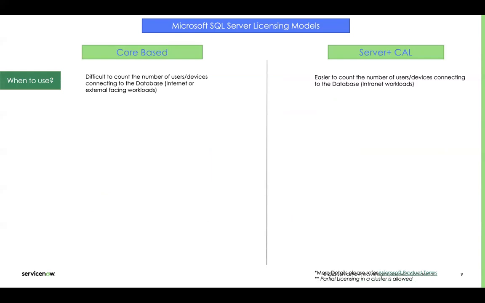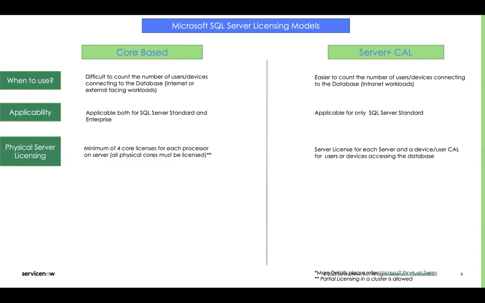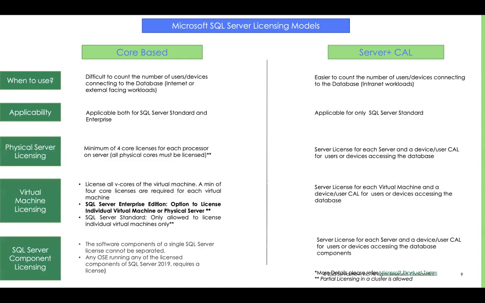And core-based is used when it's difficult to count the number of users or devices connecting to the database, and Server-CAL is used when it's easier to count the number of users or devices connecting to the database. Core-based is applicable for both SQL Server Standard and Enterprise, whereas Server-CAL is applicable only for SQL Server Standard. In terms of virtual machine licensing, you could license all the cores on the virtual machine. With SQL Server Enterprise Edition, you get the option to license either the virtual machine or physical server, whereas on Standard, you're only allowed to license the individual virtual machines.